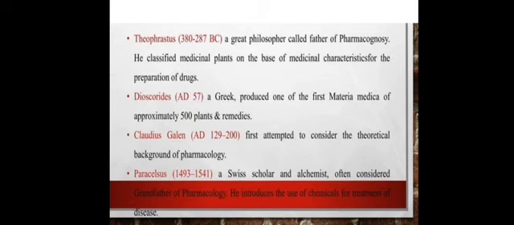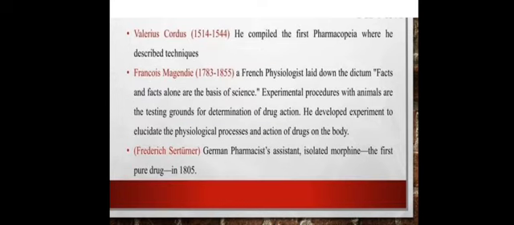Dioscorides, a Greek, produced one of the first materia medica of approximately 500 plants and remedies. Claudius Galen first attempted to consider the theoretical background of pharmacology. Paracelsus, a Swiss scholar and alchemist, often considered grandfather of pharmacology, introduced the use of chemicals for the treatment of disease. Valerius Cordus compiled the first pharmacopoeia.